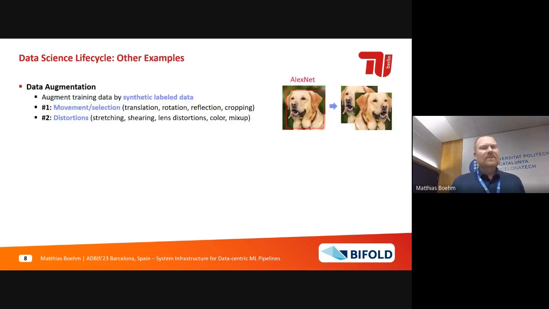Let me give you a couple of additional examples. You're probably familiar with data augmentation, so taking a small labeled training data set and generating synthetic labeled examples. Even the famous AlexNet paper that essentially created this deep learning revolution, that won the ImageNet challenge in 2012, had an entire section on data augmentation, saying that it improved accuracy by 3 to 4%.